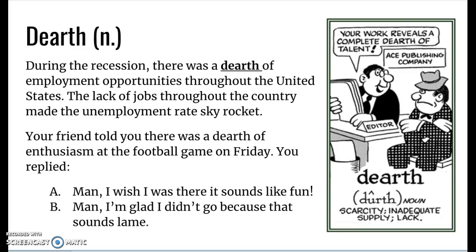Your next word is dearth. Dearth is a noun. During the recession, there was a dearth of employment opportunities throughout the United States. The lack of jobs throughout the country made the unemployment rate skyrocket.